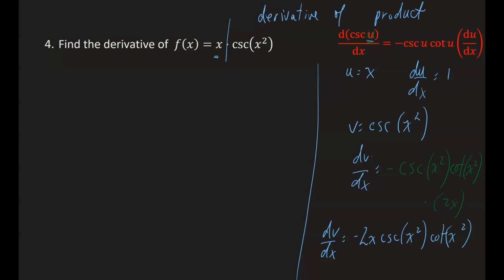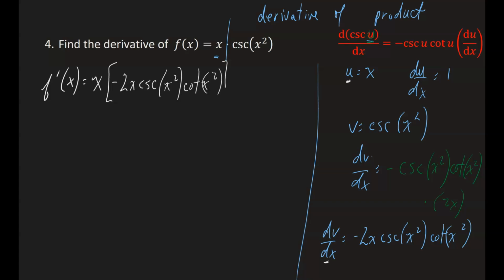Let's go ahead over here, and maybe I can use this color. So f prime of x, instead of blue. For the product rule, we want to multiply u by dv dx, right? So x times dv dx, which is minus 2x cosecant x squared cotangent x squared, plus the v times du dx, so cosecant x squared times 1. I'll just write that this time. I don't really need to, okay?